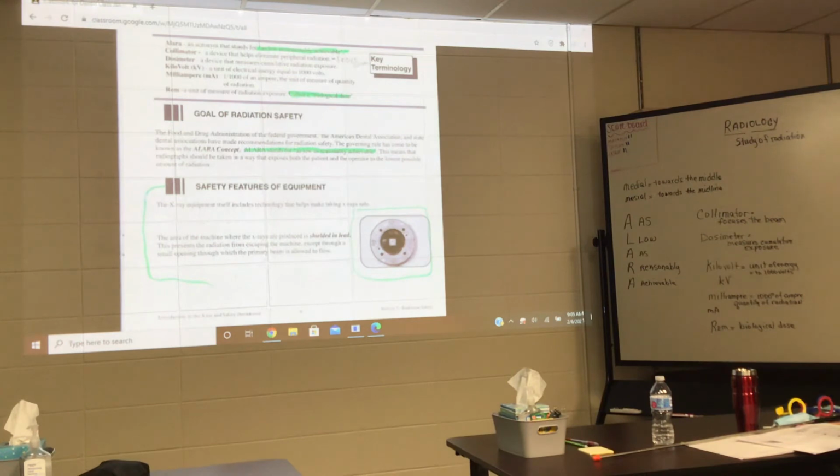So the X-ray equipment itself includes technology that helps to make safe X-rays. The area of the machine where the X-rays are produced is shielded in lead. Remember I told you when we were back there looking at the machine that inside that tube head there was an area that was shielded in lead. That whole thing inside is shielded in lead, okay? And it prevents the X-rays from the radiation from escaping the machine except through the small opening through which the primary beam is allowed to flow. Okay, next.